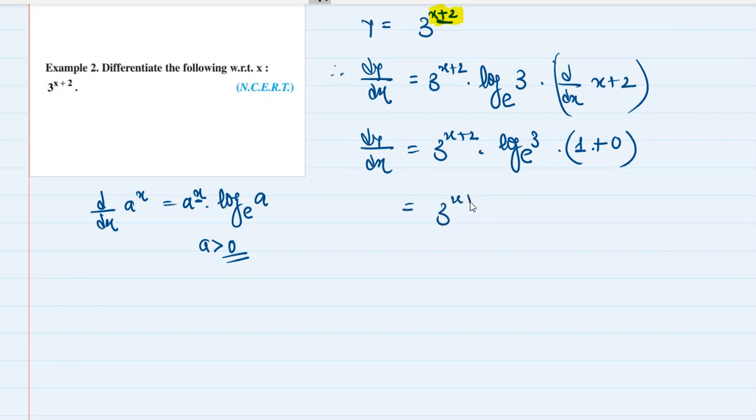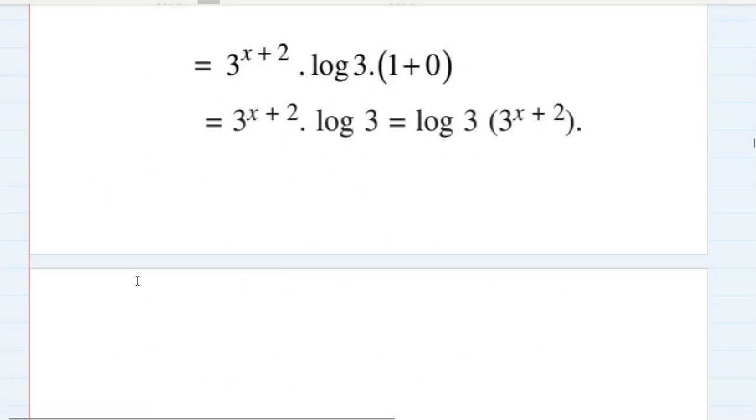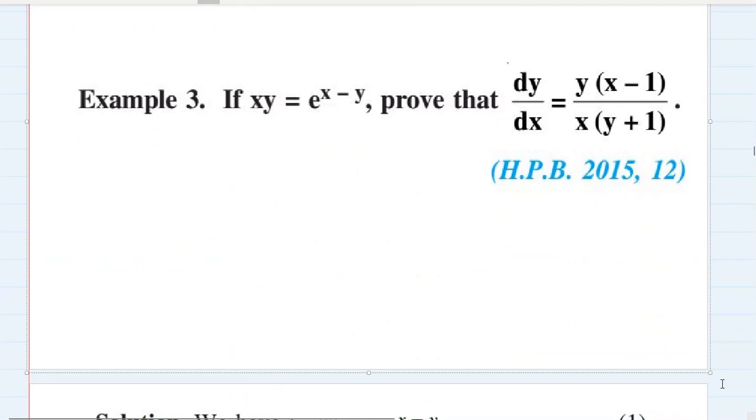So the answer is 3 raised to x plus 2 multiplied by log of 3 to the base e. If you don't write the base, it is understood that it is to the base e. Okay, so it is natural log only. All right, let's check the answer. Yes, it is correct. Let's go ahead.